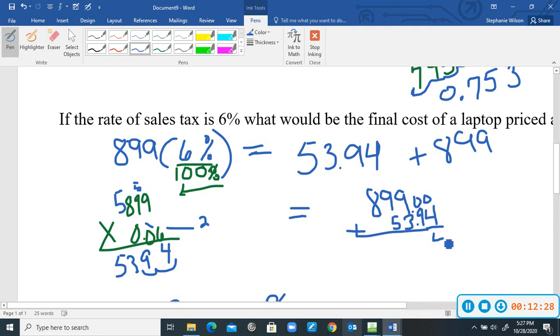0 plus 4, 0 plus 9, bring down the decimal. 9 plus 3 is 12, carry the 1. 9 plus 1 plus 5 is 15, carry the 1. 1 plus 8 is 9. So it's going to be $952.94 is your total cost.